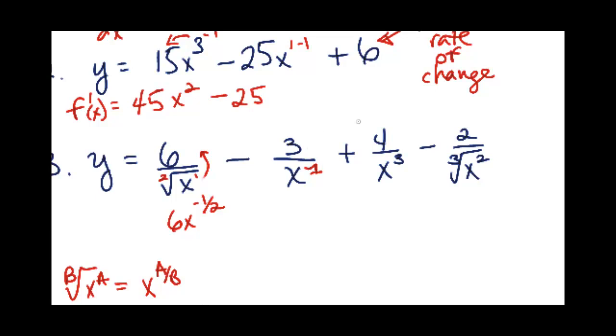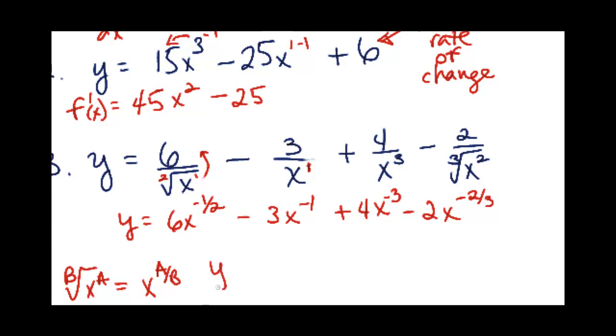And then when you bring it up, rewrite that so it doesn't look bad. So when you bring this one up, it becomes minus 3x to the negative 1. And then plus 4x to the negative 3. And this fraction here, using this a over b method, the b is 3, the a is 2, so this would be negative 2x to the negative 2/3. Again, why is it negative? Because it's on the bottom. We brought it up, and this is still y equals.